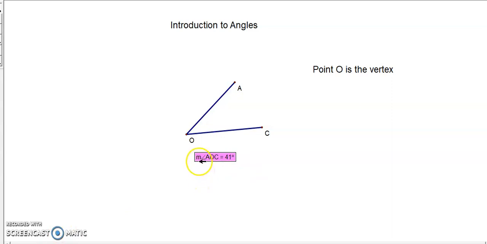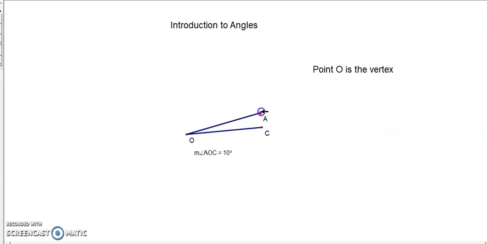So here we see the computer measures the measure of angle AOC. So the O, the letter in the middle, is the vertex. So we have point A, point O, the vertex, and point C, and that's the angle 41 degrees here. So if I were to use a protractor, it'd be 41 degrees. So I can start my angle at 0. That's a 0 degree angle right there.